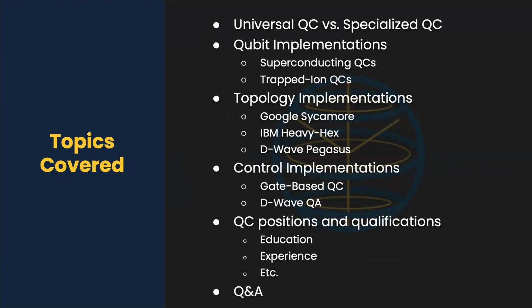Okay, so this is an overview of what we're going to be talking about. First, we'll have a brief discussion of universal quantum computing versus specialized quantum computing. And then we'll get into qubit implementations, and then topology implementations, and then control implementations, and then a super brief discussion of different QC positions. That's basically just pulled from another talk we had.